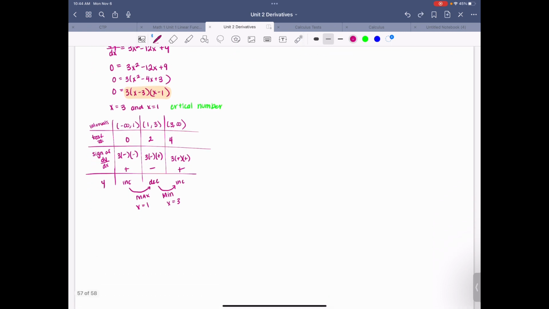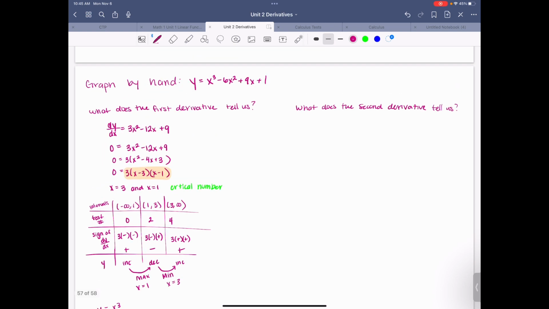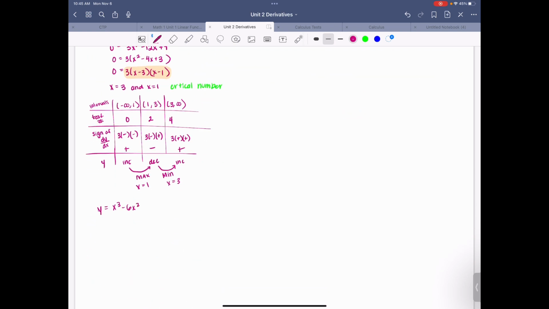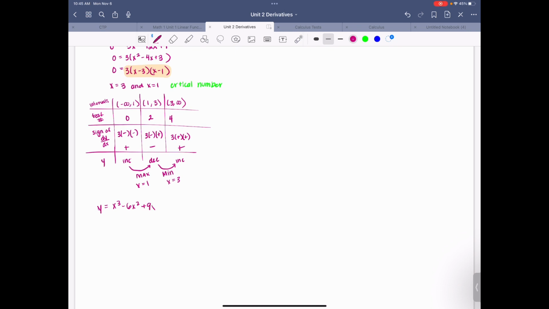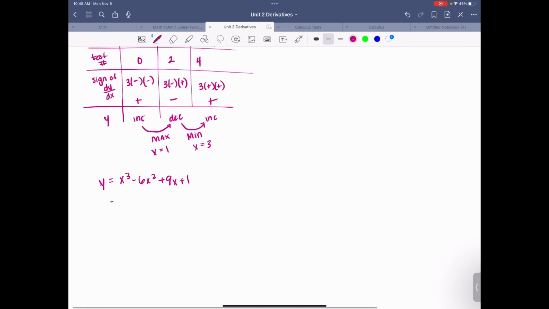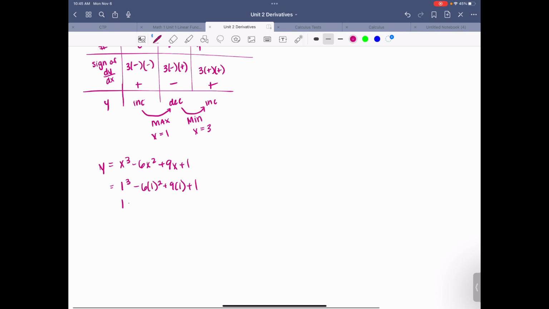So let's go ahead and do that. If I have y equals x cubed minus 6x squared plus 9x plus 1, if I plug in 1, I get 1 cubed minus 6 times 1 squared plus 9 times 1 plus 1, which is going to be 1 minus 6 plus 9 plus 1, which is going to give me negative 4 plus 9 is 5. So I know I have a maximum at 1 and 5.